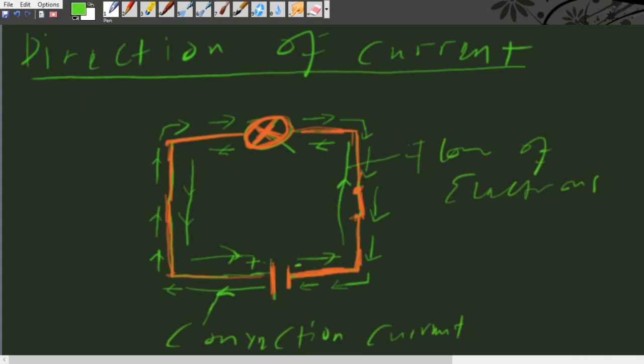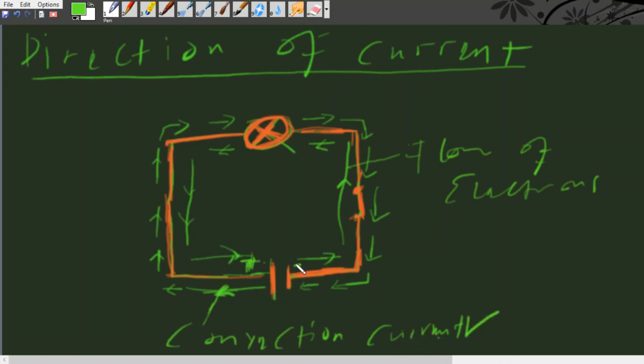Although we know this, we still assume that current is the movement of positive charges from the positive to the negative, and that is what is referred to as convection current. So we still assume that current moves from the positive terminal here until it reaches the negative terminal, and that is what is referred to as convection current.